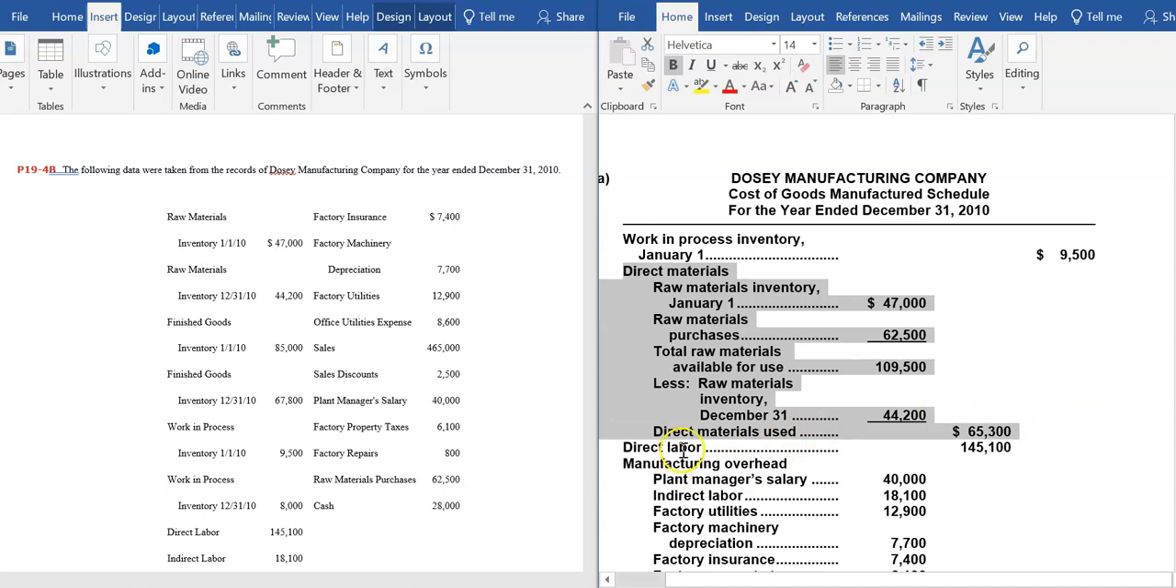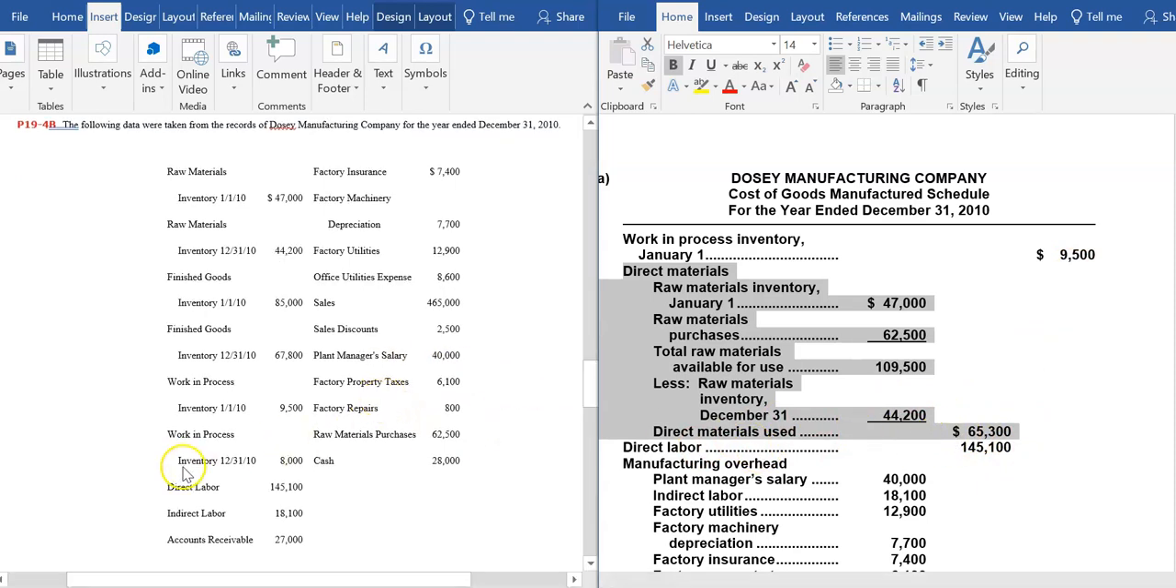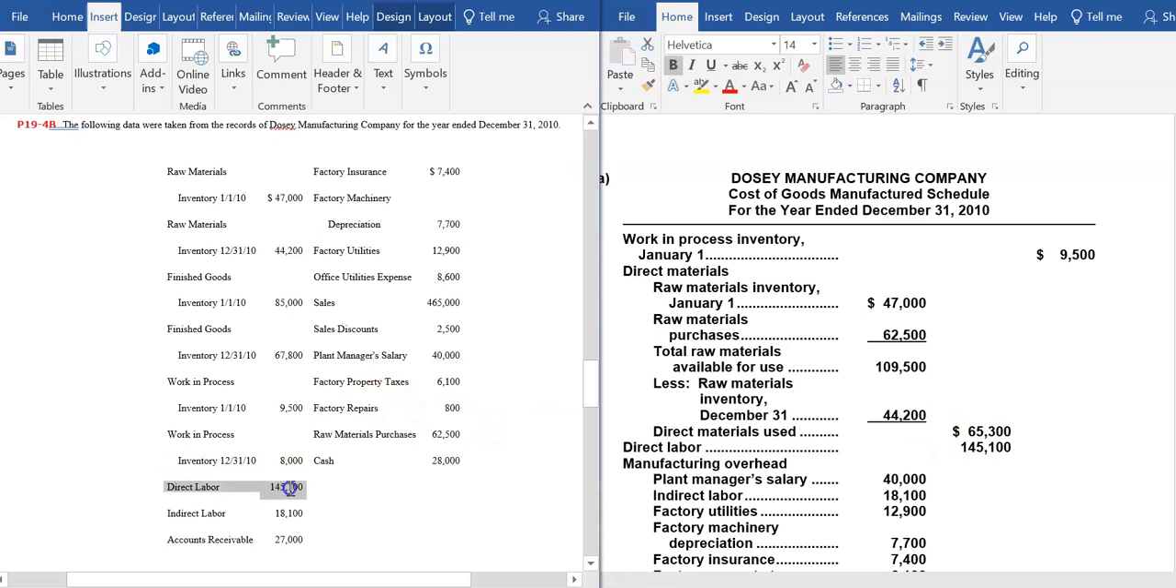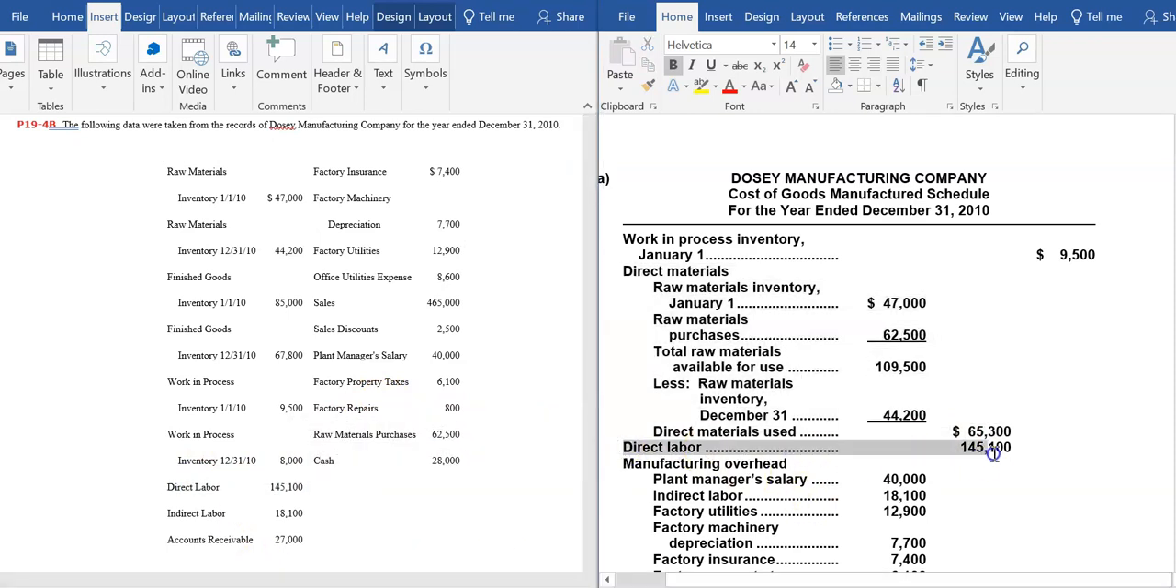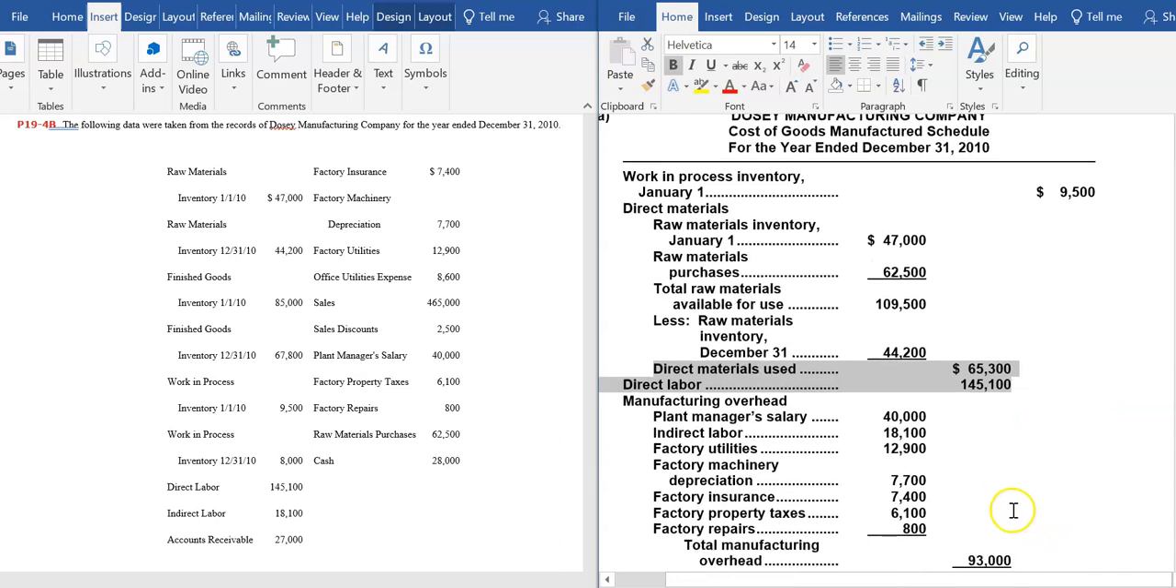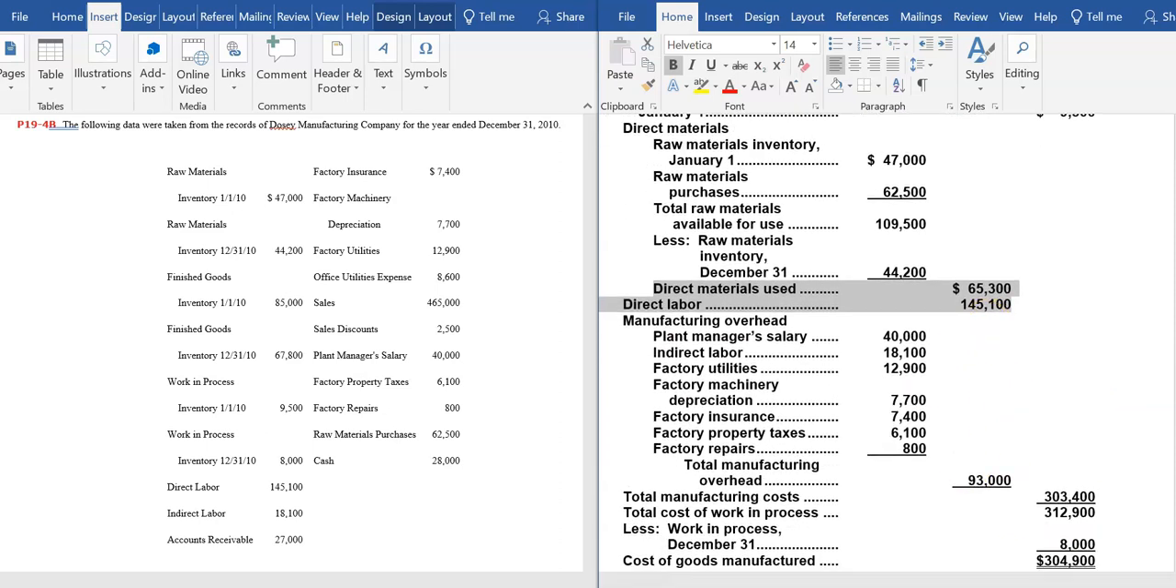The next item we are going to add to work in process beginning balance after materials used is going to be the amount of direct labor. Here are our direct labor costs, $145,100. In the next chapter, in chapter 20, I will show you where that number comes from. Right now we're just given it.